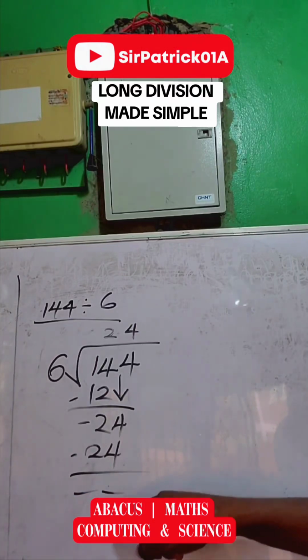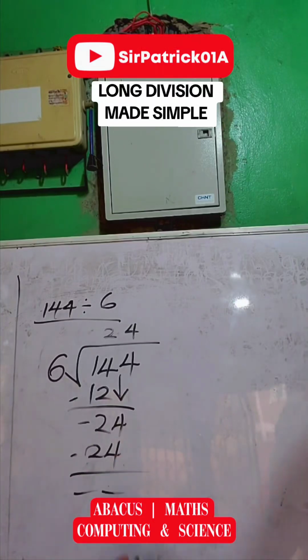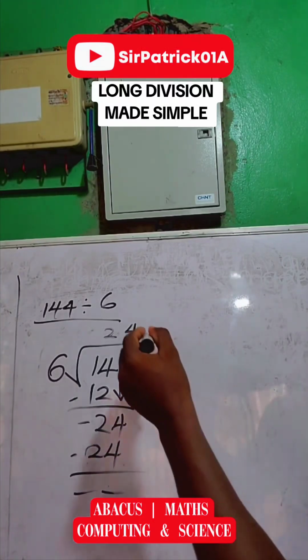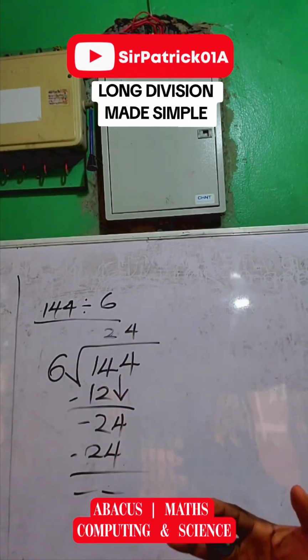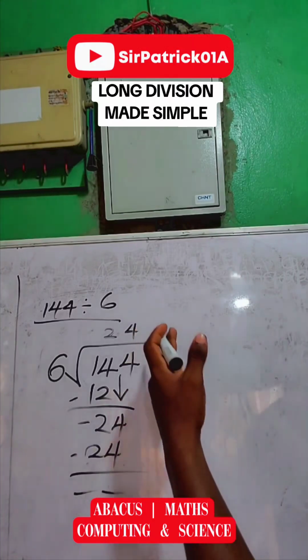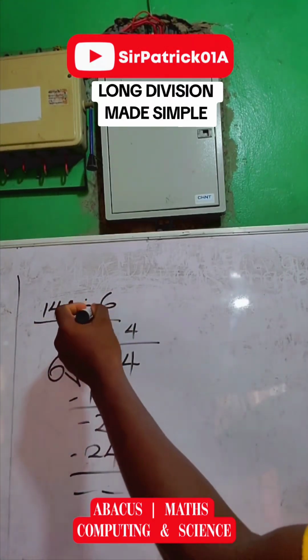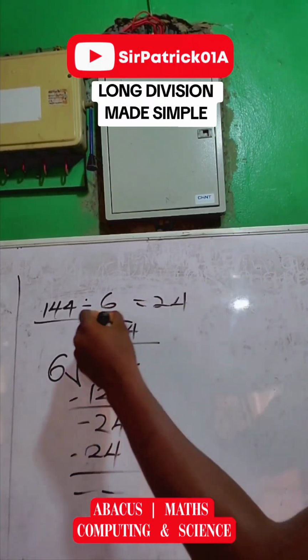So if you don't get 0 here, you have to continue and continue and continue. There is a point where you're going to bring decimals here and things. That one too, I will do another video to explain such a question for you to get a better understanding. So now, 144 divided by 6 is equal to 24. This is our answer.